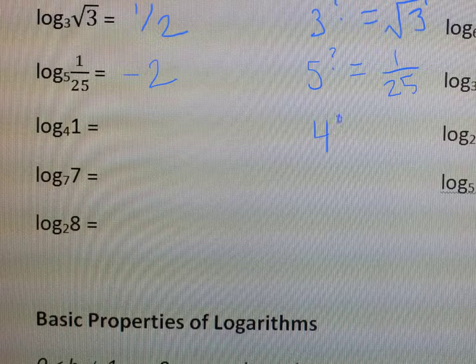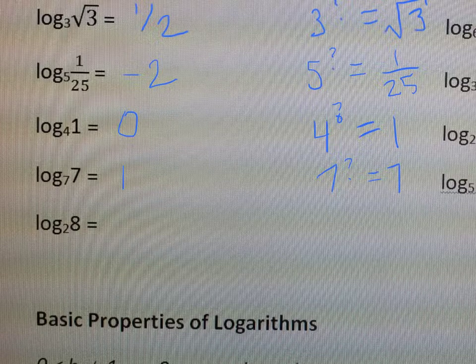4 to what power gives me 1? Oh, yep, 4 to what power gives me 1? I wrote the 0 in there already, but we know that anything to the 0 power is 1. 7 to what power is 7? That answer's got to be 1.